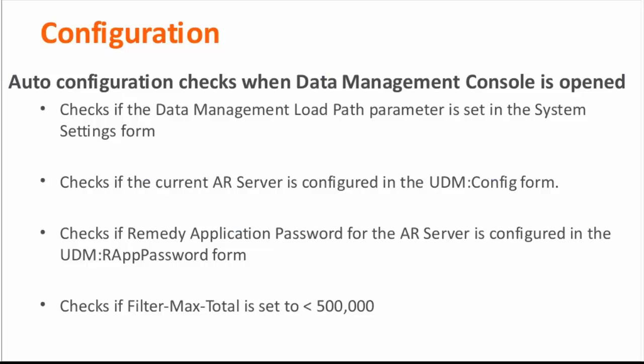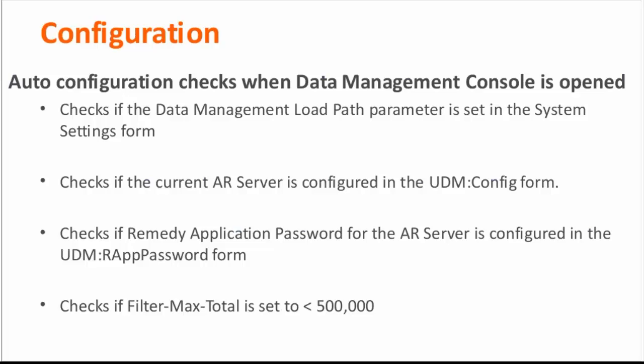The data management job console checks and reports on the below configurations when you launch it. It checks if the data management load path parameter is set in the system settings form. It checks if the current AR server is configured in the UDM config form. It also checks the memory application password for the AR server configured in the UDM wrap password form.